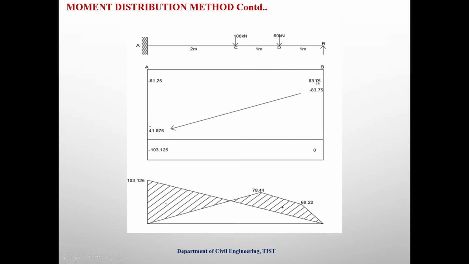In order to make the moment at that particular joint equal to 0, we have to apply minus 83.75 here. When we apply minus 83.75 here, half of the moment should go to the far end. That is minus 41.875. After considering the carryover, add the total moment, then we will get minus 103.125 as MAB and 0 as MBA. Then all the support conditions are satisfied here.